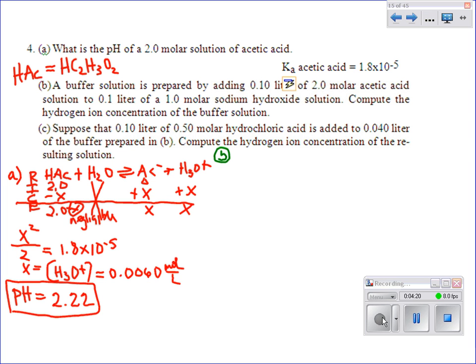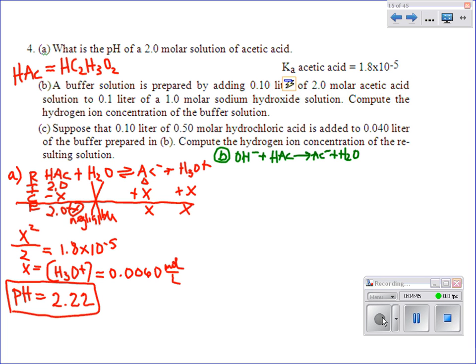What are we mixing? Acetic acid and sodium hydroxide. Yes, so it's a limiting reactant problem. So we have to do a stoich table. We're adding the sodium hydroxide to acetic acid. And what are we making? Water and Ac minus. Okay, there's the beginning of our stoich table.